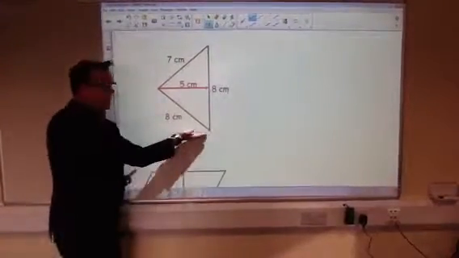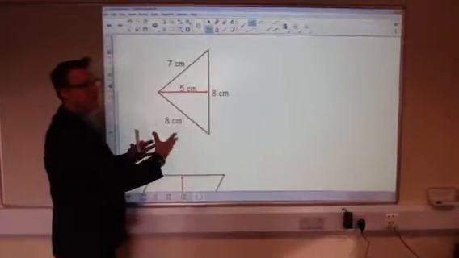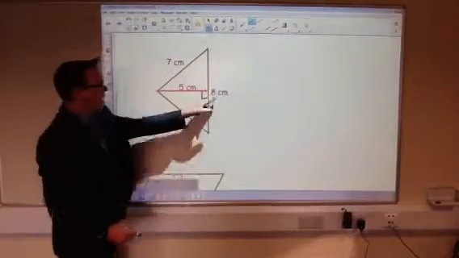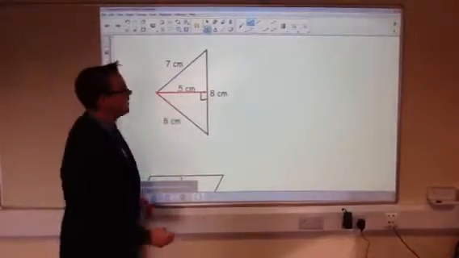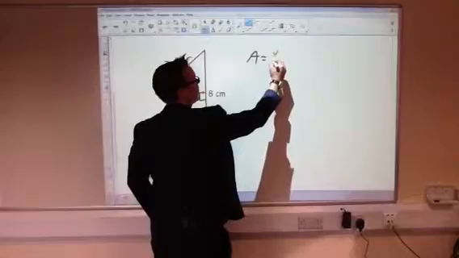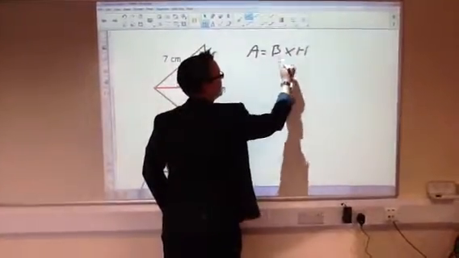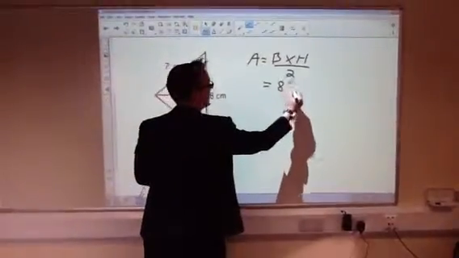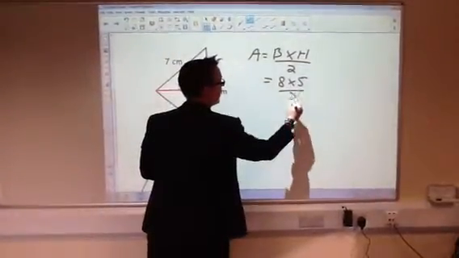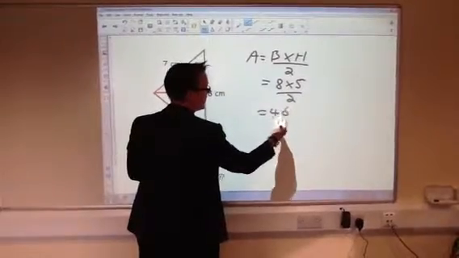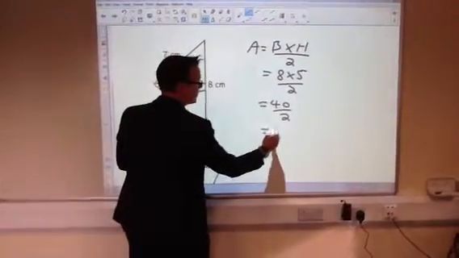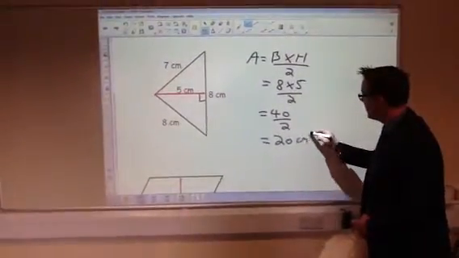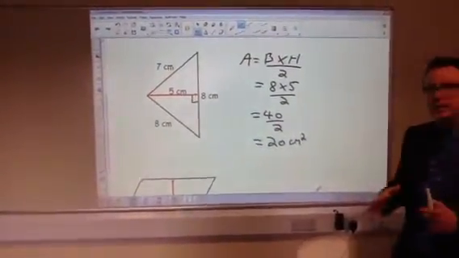If you go down to this triangle, what's happened is there's no base, but all they've done is they've turned around the triangle. So all you're looking for is that right angle. You can see that right angle here. So 8 must be the base, 5 must be the height. Our area is worked out by base times height divided by 2. The base in this case is 8, the height is 5. So we're doing 8 times 5 divided by 2, 40 divided by 2. This of course gives us an answer of 20, and it's in centimetres squared. So that's the two basic shapes.